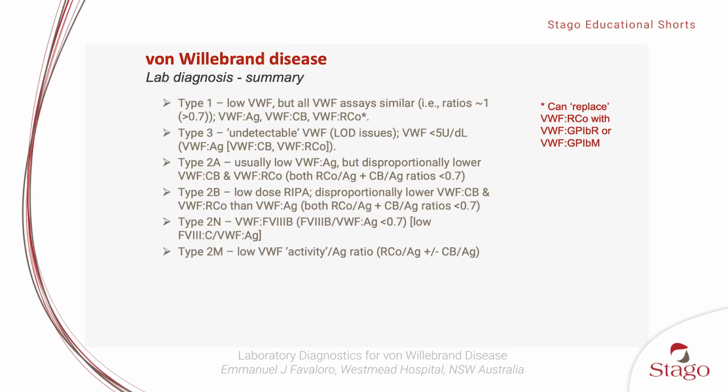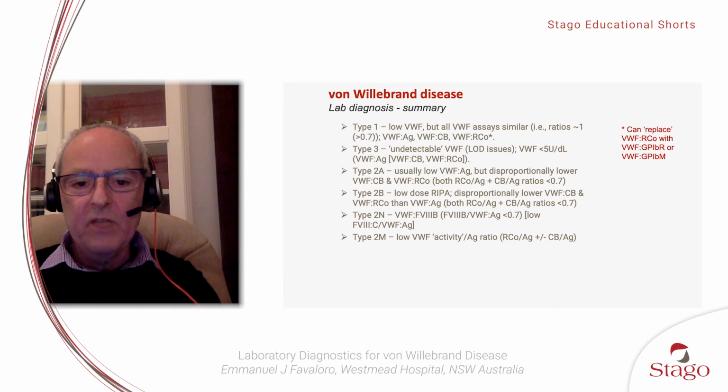under 0.7. In 2B von Willebrand disease, the actual diagnosis is achieved using a low-dose ristocetin-induced platelet agglutination assay or genetic testing, but we also expect to see, like in 2A, loss of high molecular weight VWF, and thus disproportionately lower von Willebrand factor collagen binding and ristocetin cofactor or its modern alternatives than von Willebrand factor antigen. So again, the ratios will be less than 0.7.